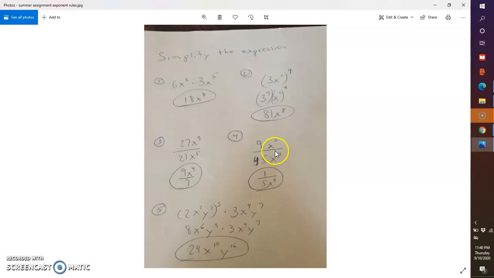If you get a negative exponent, that means you put it in the denominator. We'll learn more about negative exponents later on in the year, but a negative exponent represents movement. So we have 5 minus 11, we get negative 6. The negative means it's going to the denominator. And once we move it, it becomes positive. So 1 over 5, x to the sixth.